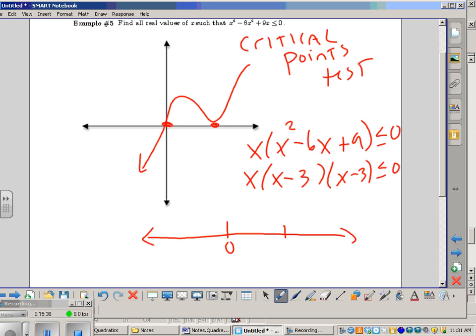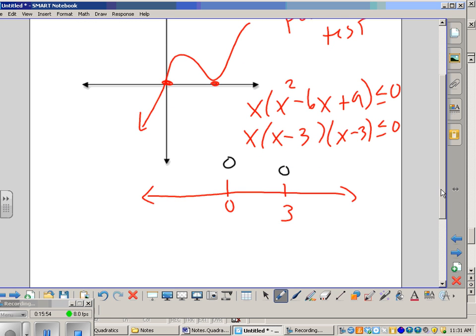So here's 0, here's 3. I want to test some points. All I want to do is test some points: one point between 0 and 3, a point greater than 3, and a point less than 0. So let's do 10. That's 3 positives multiplied together, so that's a positive. So the values that are greater than 3 are positive.